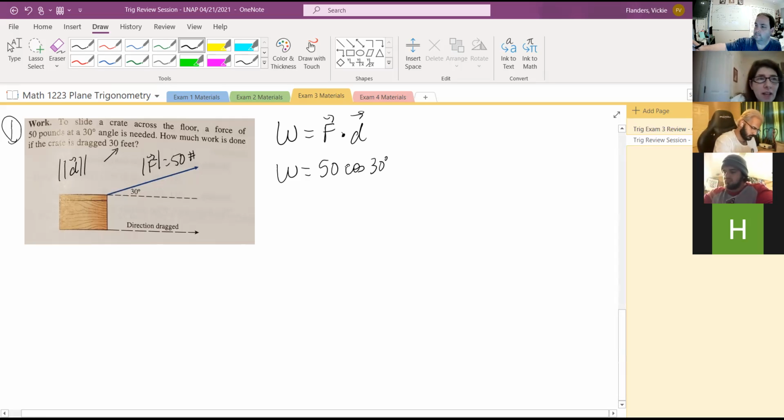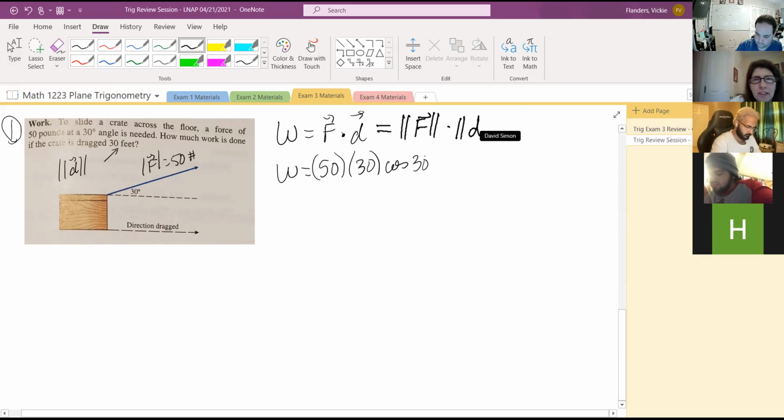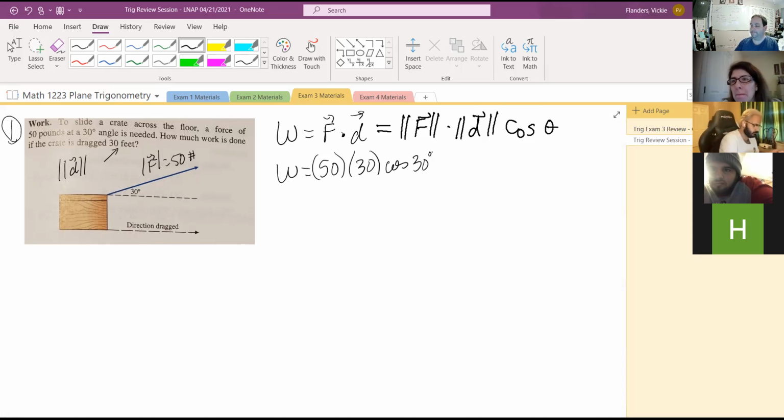And I could just slide this over and put the 50 times the d is 30, then times the cosine of 30 degrees. And there's Dave doing it right there. I just thought we'd want to see the formulae. Exactly. That's a good idea.